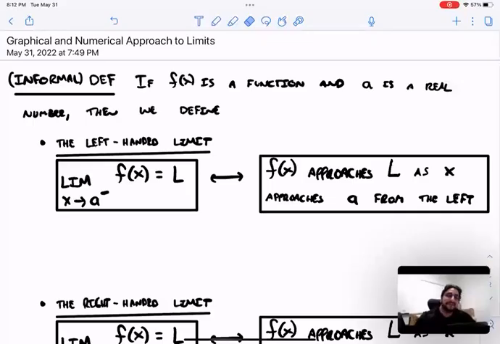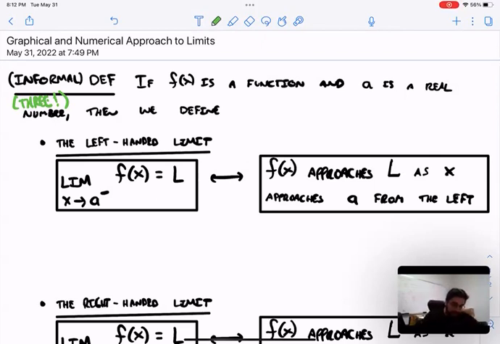Hello. So today I want to talk about an informal definition of limits, graphically, numerically, how you can think of this idea of a limit. In particular, we have really three informal definitions: right-handed limit, a left-handed limit, and a two-sided limit. The setup here, we have a function f of x, and a is some real number.